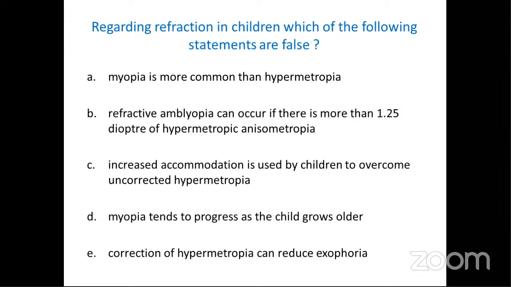Correction of hypermetropia can reduce exophoria. Look at the fifth item. This is a very tricky one. What happens because of correcting hypermetropia? The eyes are relaxed, because while correcting hypermetropia you have to give the plus lens, and the plus lens always relaxes the accommodation. When the eyes are relaxed, it reduces the convergence, and because of that it induces exophoria. So the statement is wrong. Correction of hypermetropia can reduce exophoria. That is wrong.